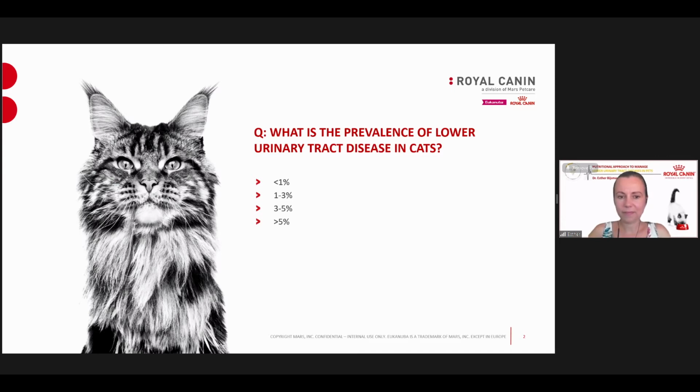So the first question is, what is the percentage of prevalence of lower urinary tract diseases in cats? And your options are whether it is less than 1%, whether it is 1 to 3%, whether it is 3 to 5%, or is it more than 5%. You will get 30 seconds to answer it, and this is really a straightforward question: what is the actual prevalence percentage of lower urinary tract disease in cats?